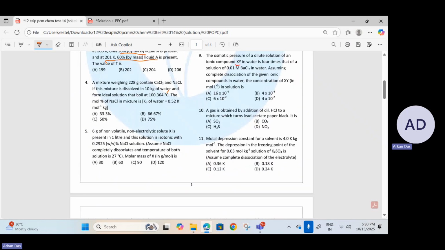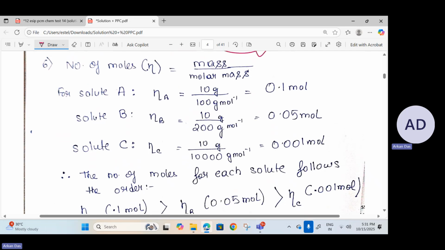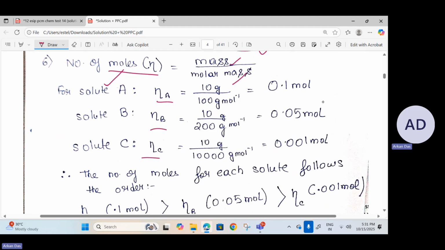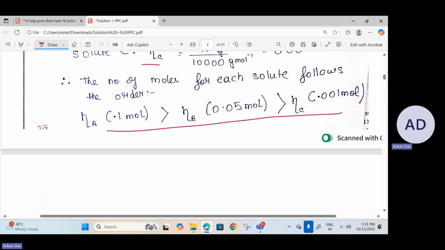Sixth question. Sixth question is easy. It is asking us that a set of solutions is prepared in 180 gram of water. So everyone is having 180 gram. And there are three different solutes A, B, C being given with different molar mass. But everyone's 10 gram has been taken. What will be the moles? Very easy question. You have to find out the formula mass by molar mass, that is the number of moles. You have to find out the number of moles of A, B, and C. Then check who is having highest, who is having lowest. After that, you just need to write it down. We observe A is greater than B greater than C.